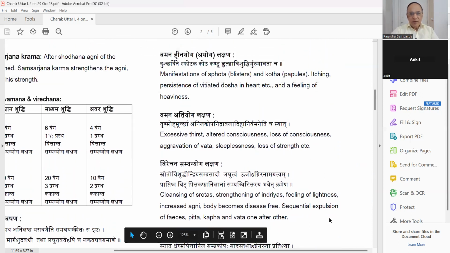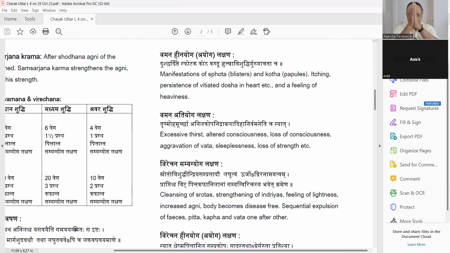Now we will see Hina Yoga. These words are important. Vamana correct, Hina Yoga or Ayoga Lakshana. That means, as per expectation, Vamana has not been done. There may be many reasons. For example, the patient's Snehan Svedana is not proper, or the patient is weak and is not tolerating the medicine. So there is no proper Vamana. What will happen?